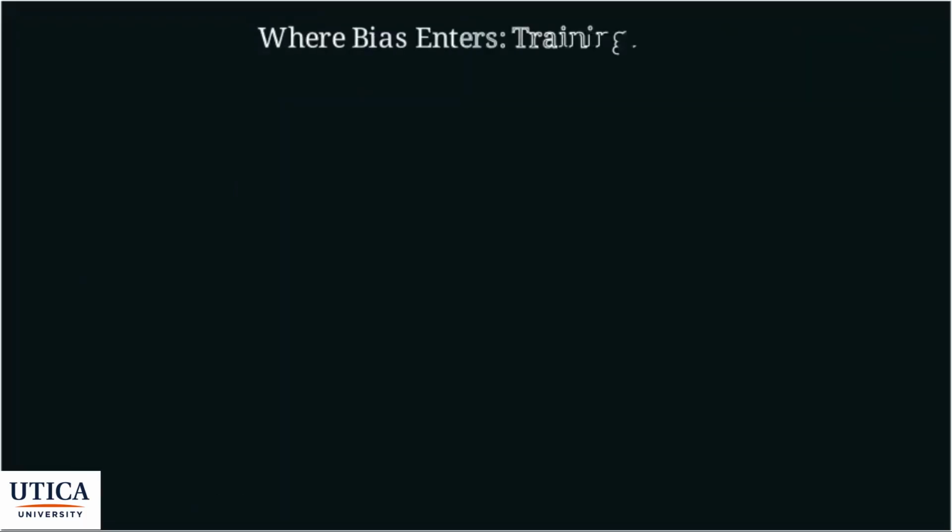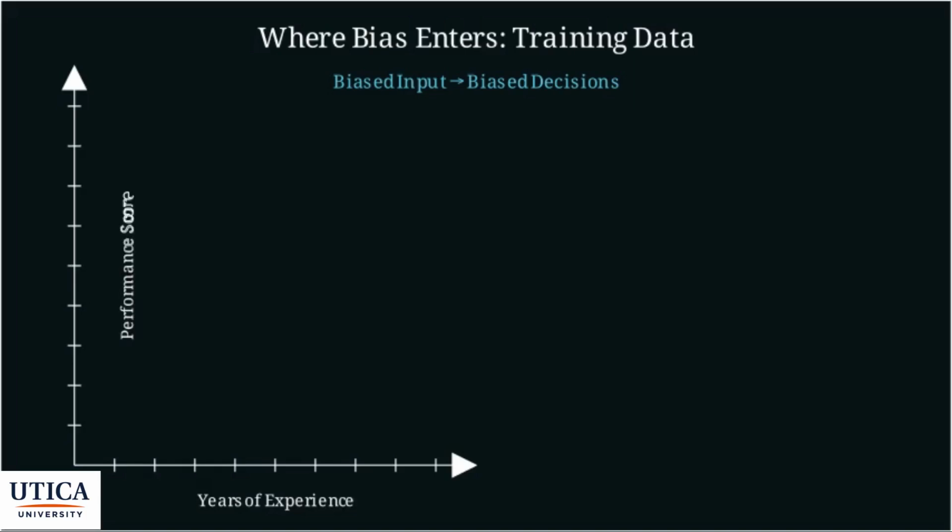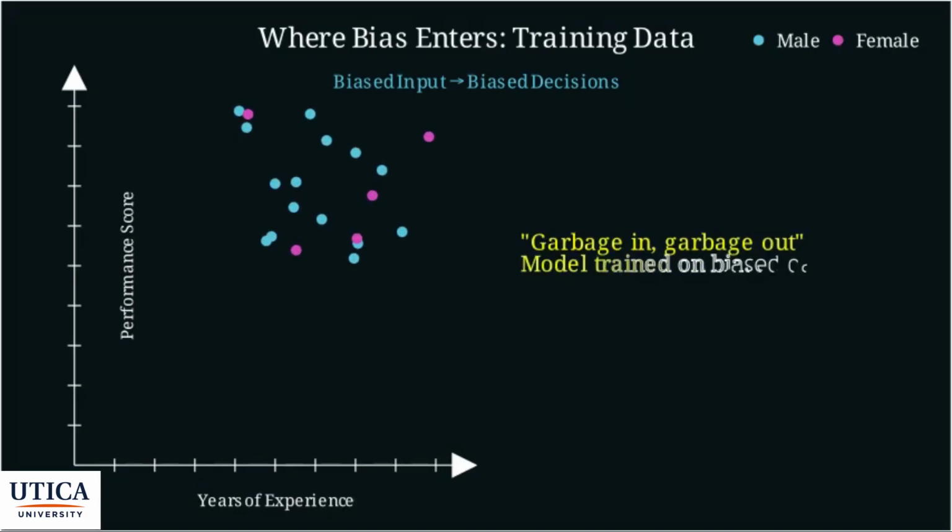Bias can enter the system in three major ways. First, through training data bias. If the historic hiring data mostly shows male candidates, the perceptron will learn to favor male applicants. It's the classic garbage in, garbage out principle.